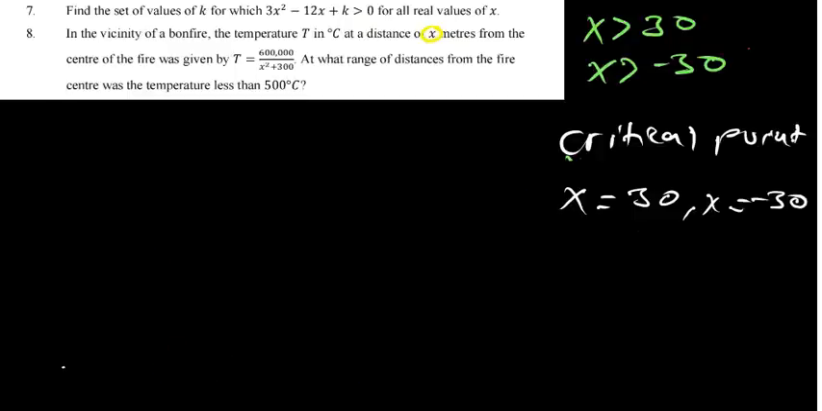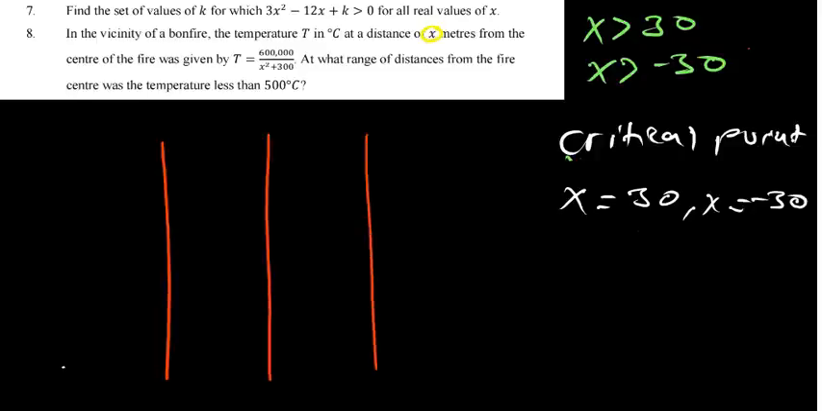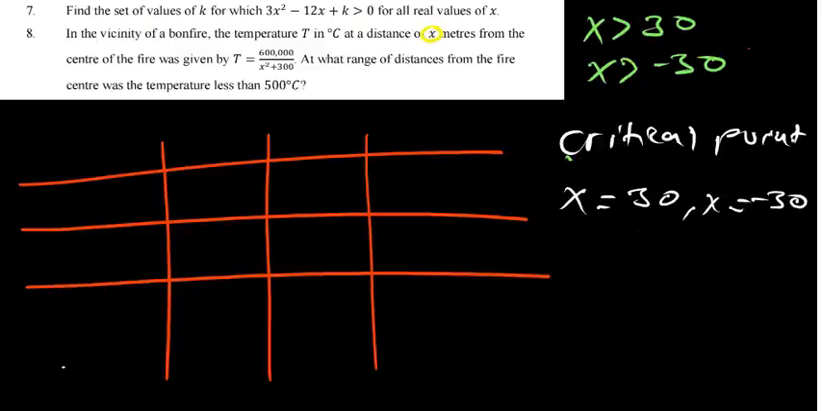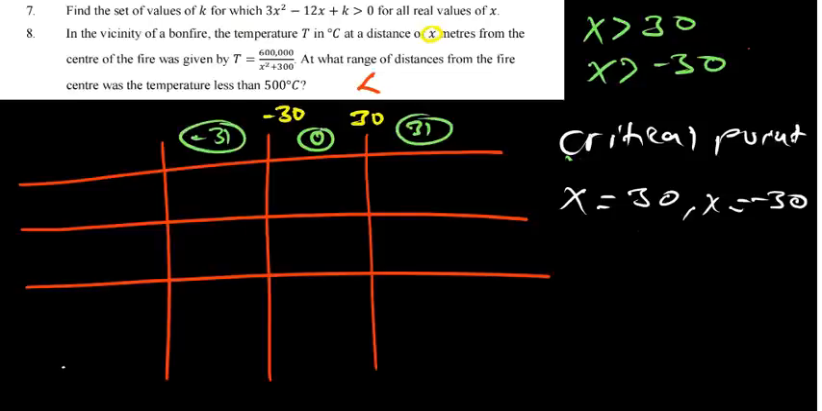So what you're going to have now is my table. Yesterday, if you were there, this is saying less than. So when I have my table here, I'm going to have negative 30 and 30 here. A number in between, I can get 0. A number here, I can get 31. Here, I can get negative 31. We are together.